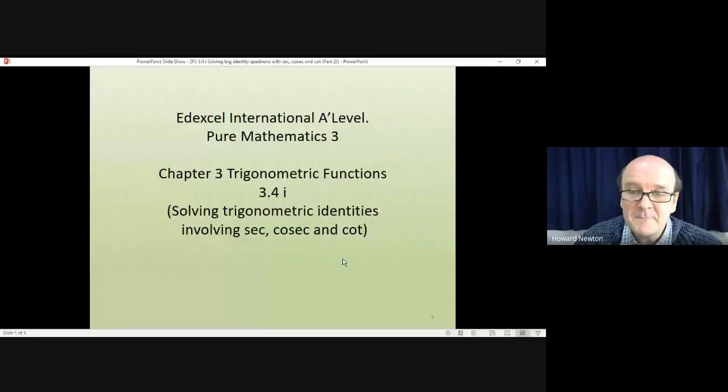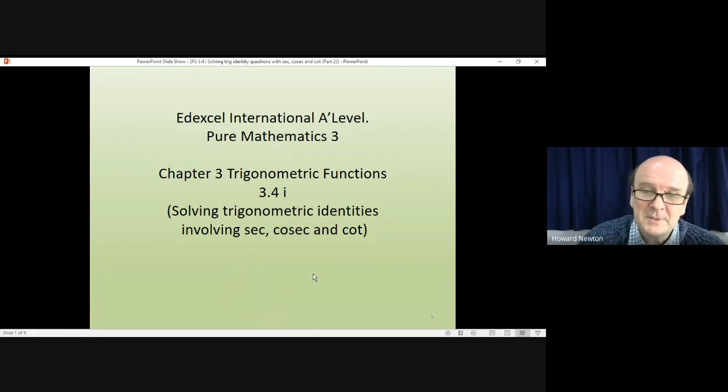Hi there. Welcome to this lesson on Pure Mathematics 3. We're on Chapter 3, Trigonometric Functions, and in this lesson we're looking at solving trigonometric identities that involve sec, cosec, and cot. We did look at these in an earlier lesson, but they're slightly harder questions today.